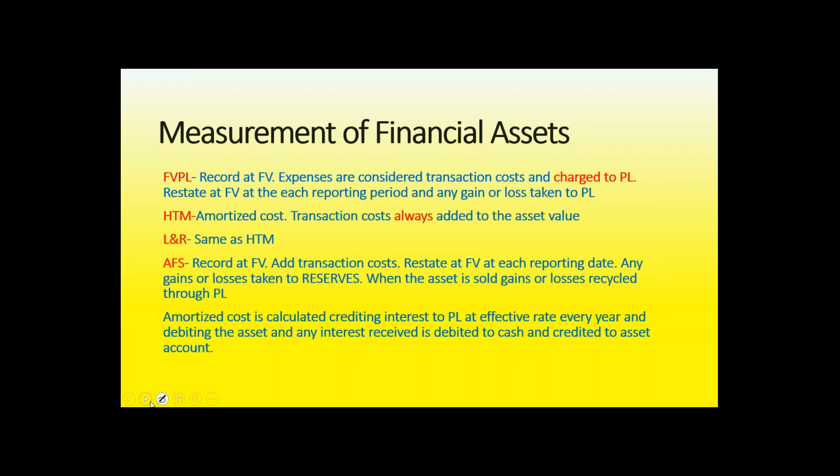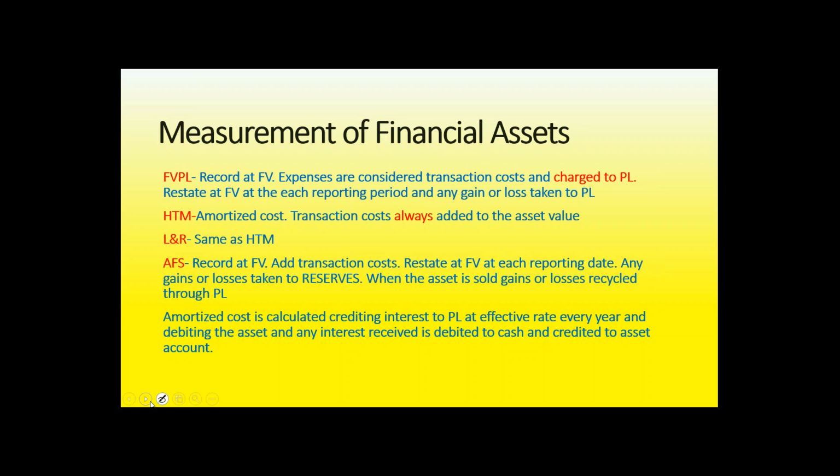Held to maturity, amortized cost, transaction cost always added to the asset value. And of course, there is no gain or loss; the effective interest will be charged to the P&L. Loans and receivables, same treatment as held to maturity, no change. Available for sale, recorded at fair value, transaction cost added, restated at the fair value at each reporting date. Any gains or losses taken to reserves, that is to the other comprehensive income.